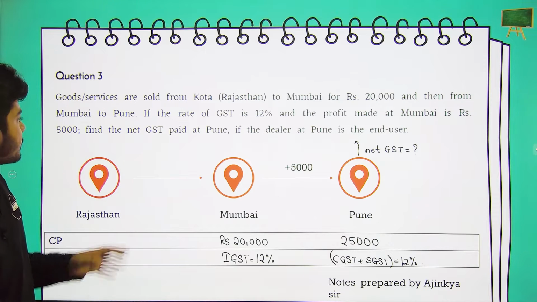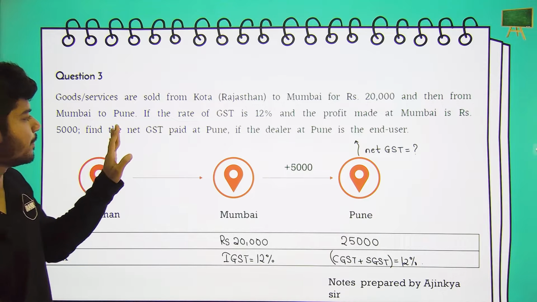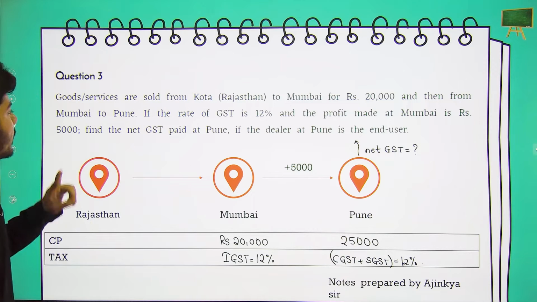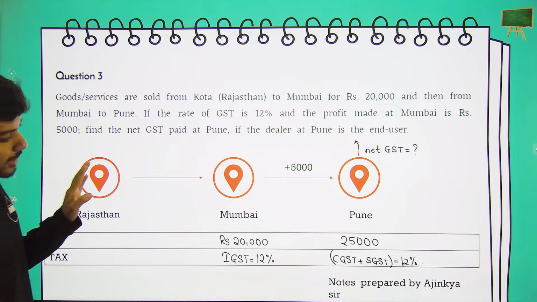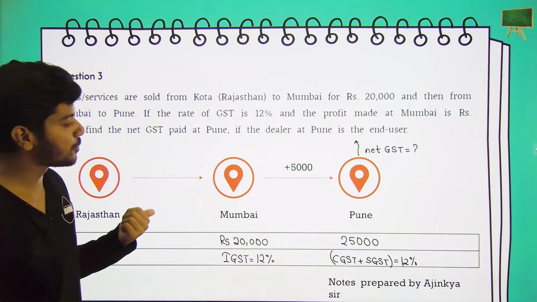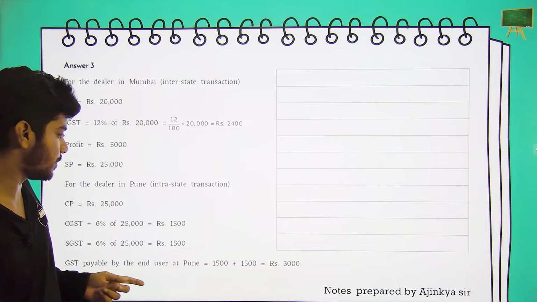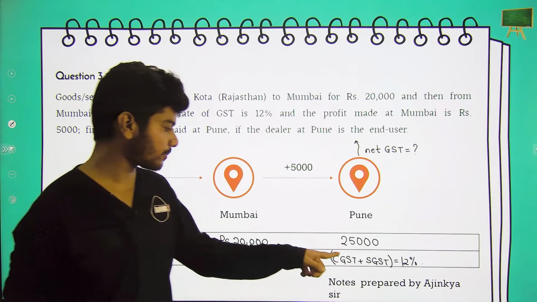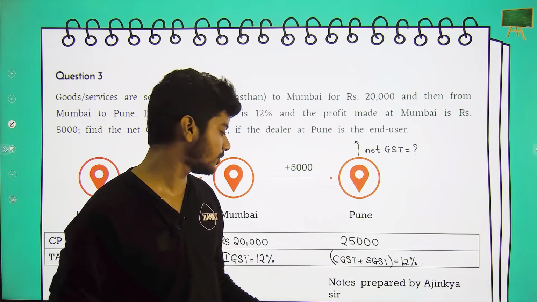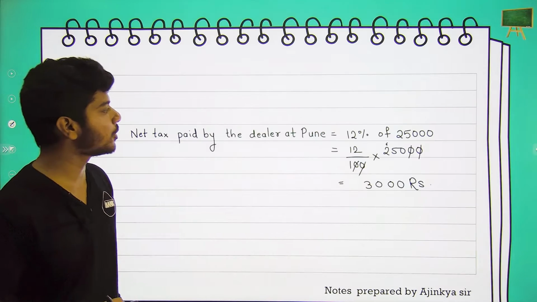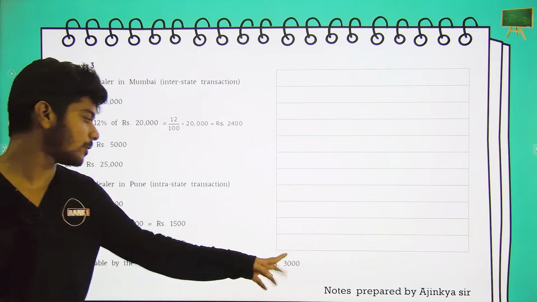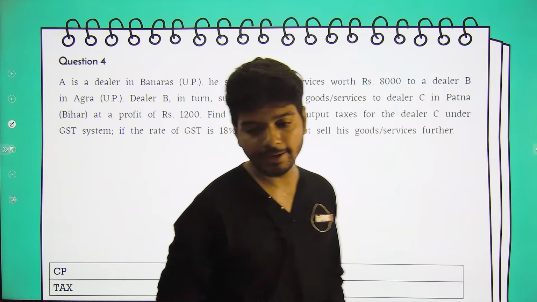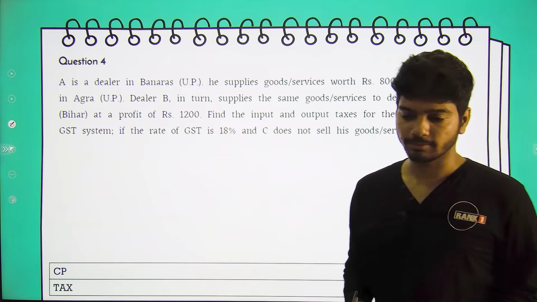All right, find the net GST paid at Pune if the dealer at Pune is the end user. That's all. Only one thing they are asking, other things are not being asked. Okay, so this is your final answer, 3,000 rupees. And in this case this would be CGST half and half. Okay, so that's all about the sum. 3,000 rupees is the tax.